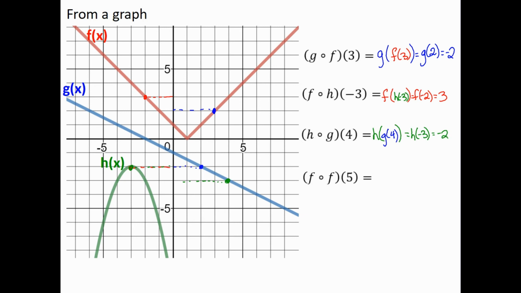Let's look at f of 5. Again, we're substituting that value into itself. So f of 5. Well, f of 5, 1, 2, 3, 4, 5. That y value is positive 4. So now I have to find f of 4. Same function, but this time 4. 1, 2, 3, 4. That y value is 3. So that's how we can do the exact same thing from a graph.